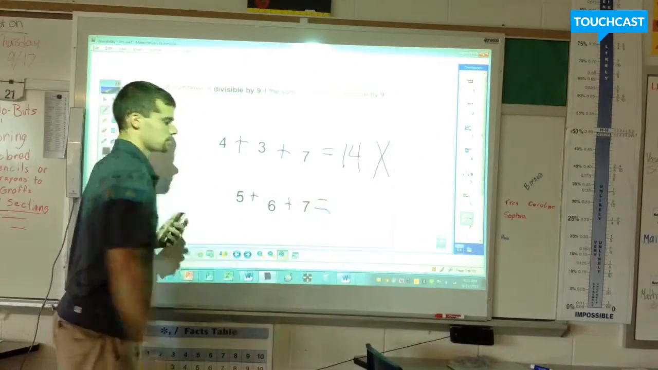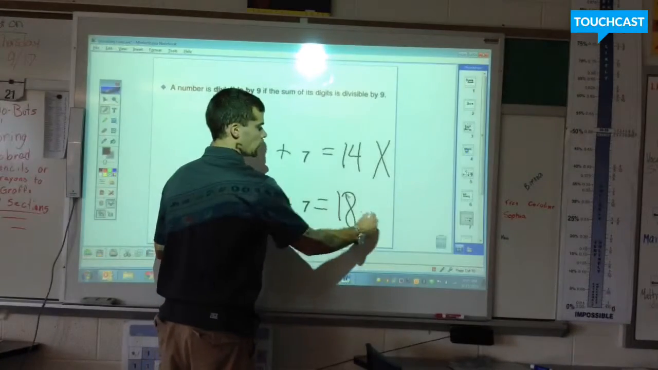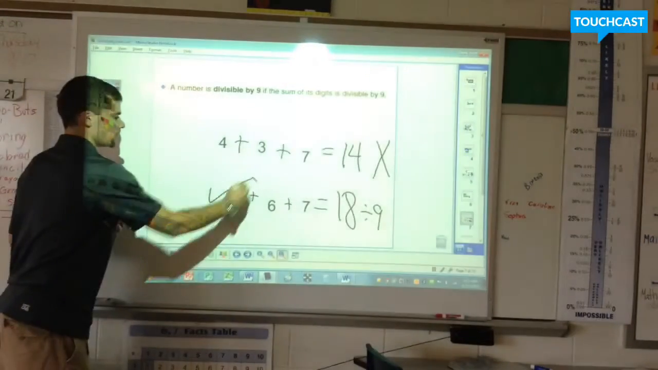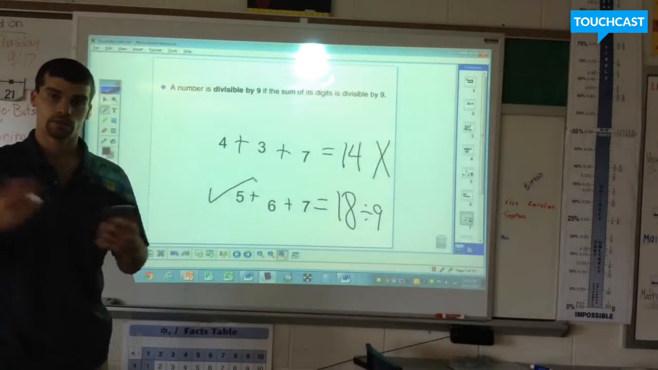I add them up. 5 plus 6 is 11, plus 7 is 18. And we can do 18 divided by 9. So 567 is divisible by 9. So again, it's the same as 3, except you're dividing it by 9.